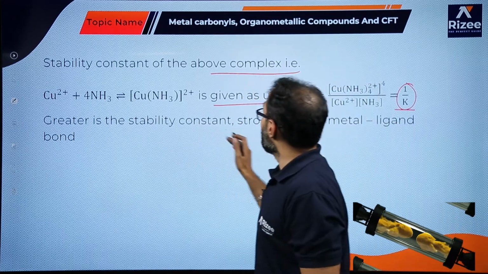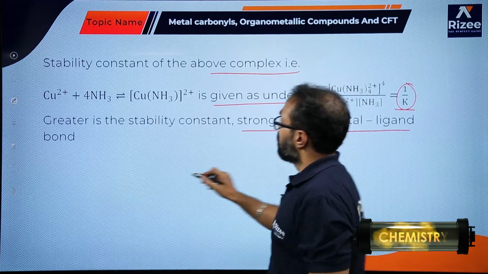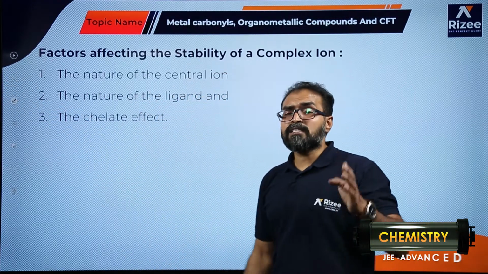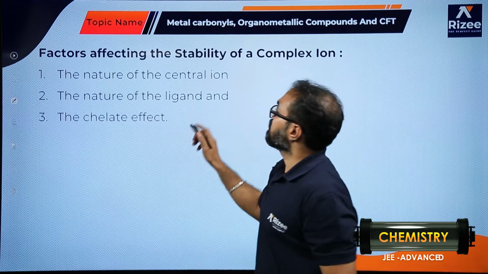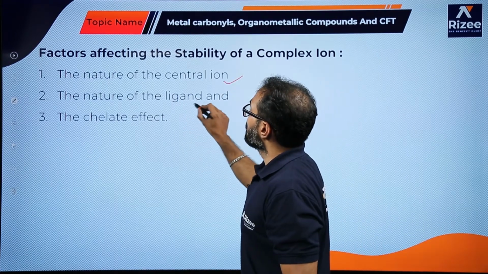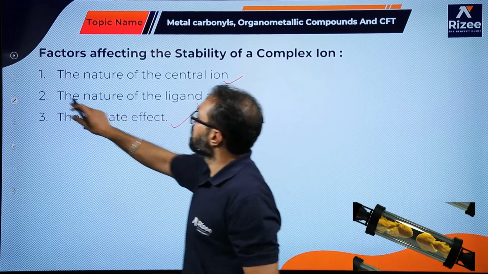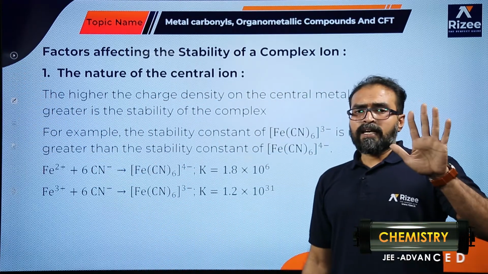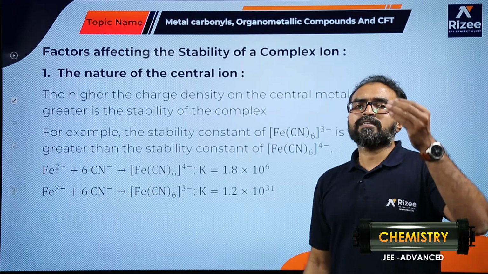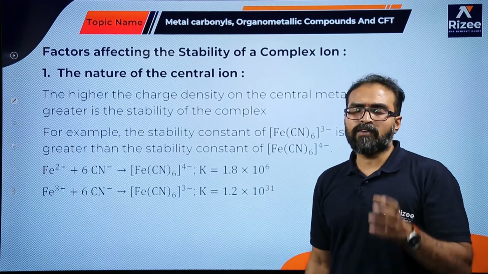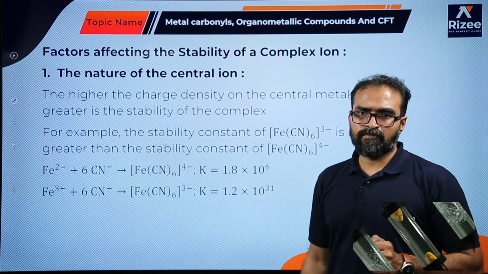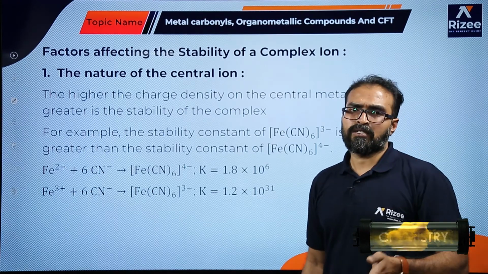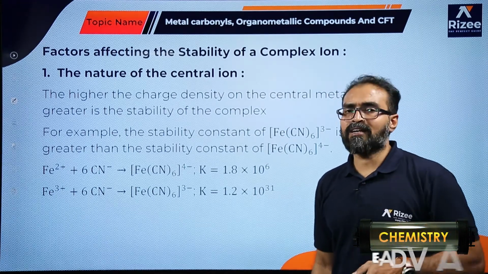Greater the stability constant, stronger is the metal-ligand bond. Then what are the various factors affecting the stability? There are 3 factors: nature of the central ion, nature of the ligand, and chelate effect. Now see, nature of the central ion. If the central ion is smaller and has more charge, then definitely it is stable. Smaller size and greater charge, greater oxidation state, definitely it will be more stable.